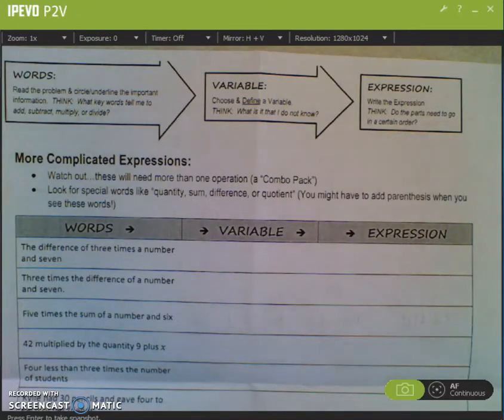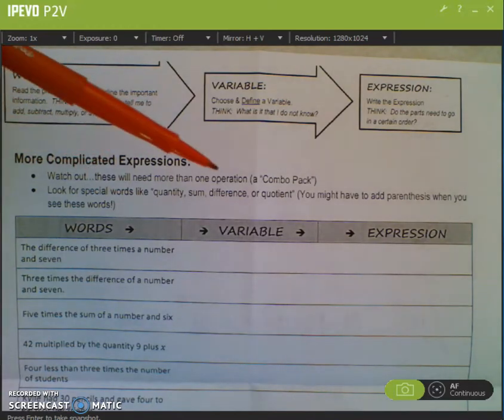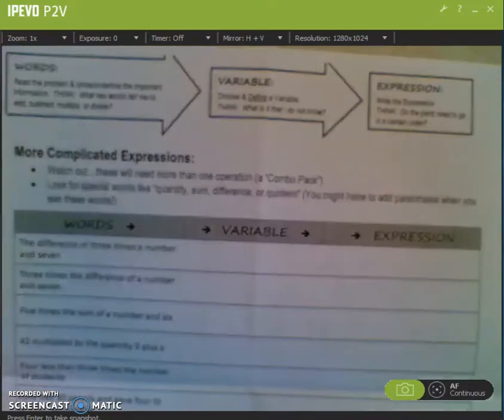We're going to continue working on writing expressions given words, but we're going to work on some more complicated expressions this time. So I've got your little reminder up here of taking your words to your variable, to your expression, that were on the front part of your foldable. And it says, for more complicated expressions, watch out, these will need more than one operation. They're kind of what we would call combo pack.